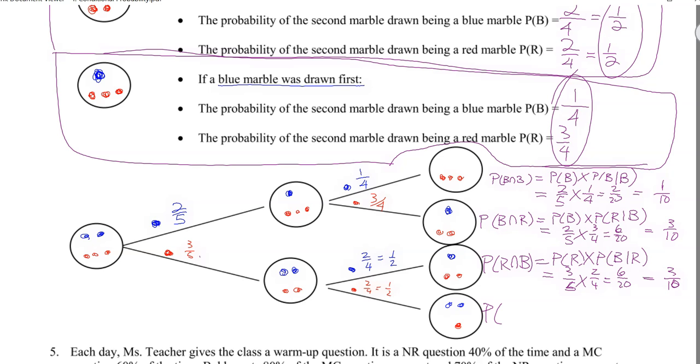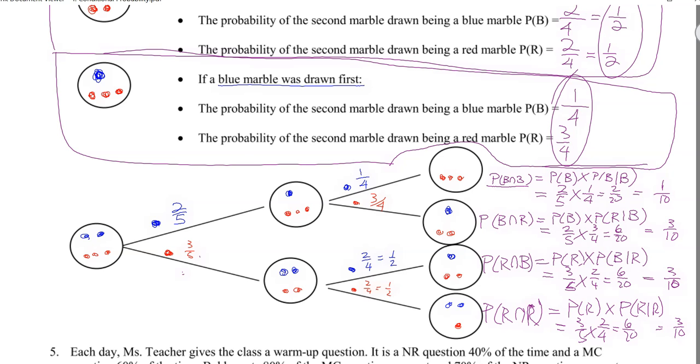Now the probability that you got a red and then a red. The probability of red and red is equal to the probability of getting a red with the first marble times the probability the second marble is red, given the first is red. So the probability of a red, our first probability, is 3 out of 5. There are now 2 reds left, so 2 out of 4, which is 6 out of 20, which is 3 out of 10. So we have 4 branches.